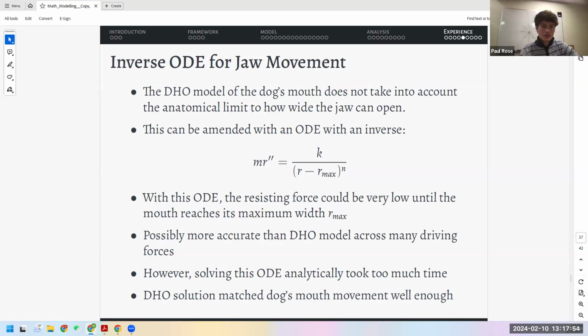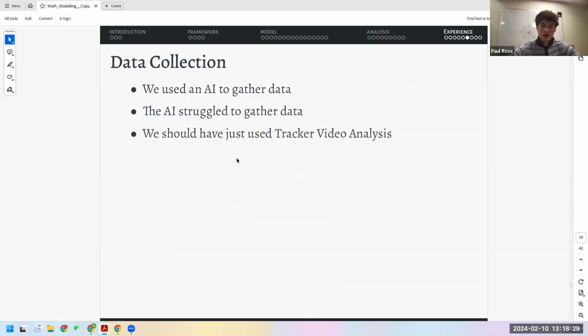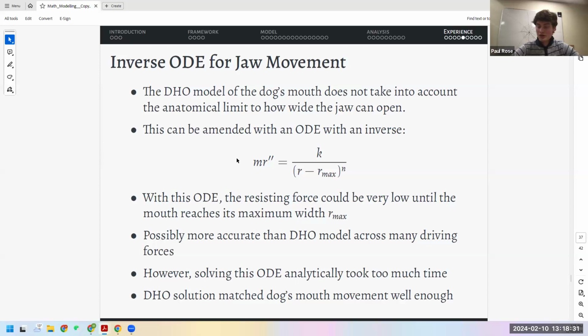Another idea that didn't make the final cut was an alternate ODE for mouth movement. This accounts for the fact that a jaw physically has a hard limit on how far it can open. You can see in this ODE, as R approaches R max, the resisting force tends to infinity. This is not something the damped harmonic oscillator accounted for. However, developing this ODE and solving it analytically was too time consuming for the scope of this project. So we proceeded with the damped harmonic oscillator because it matched the real jaw movement well enough for our purposes. In this case, we learned that a more complex model is not necessarily a better one.